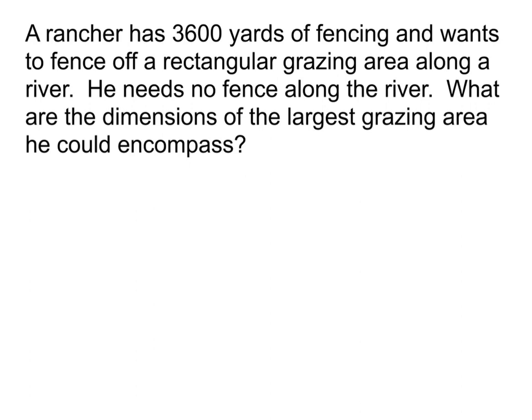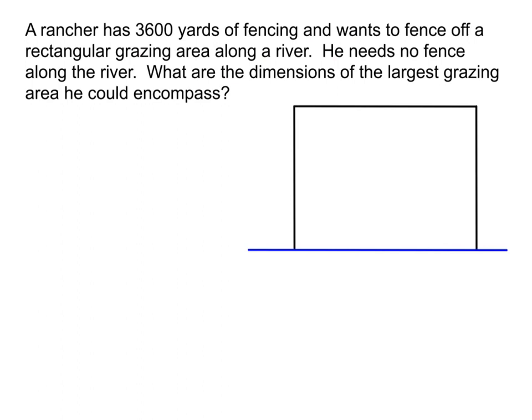Now, to help us see what's going on in this situation, we know we have a rectangular area that we need to fence in, but it's along a river, and so they need no fence along this particular river. So when I draw out the picture, I'm seeing a rectangle, but there's this side along the water where we don't actually need any fence, so that will not be included in it.